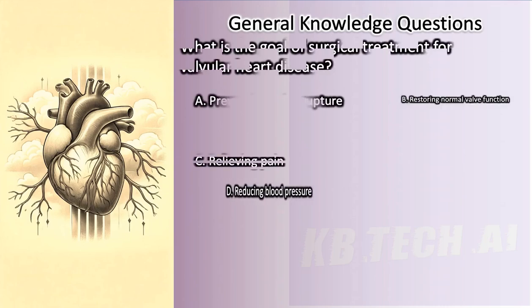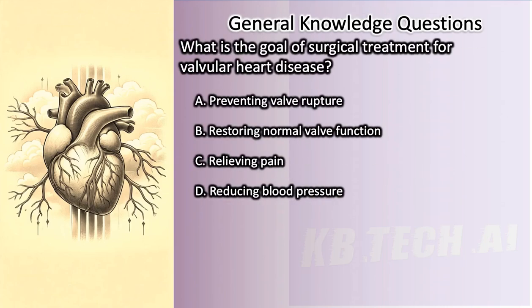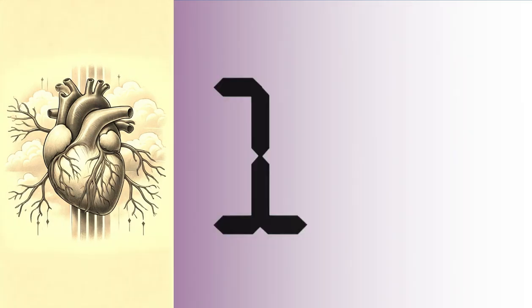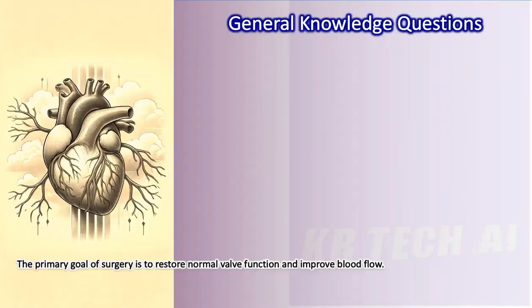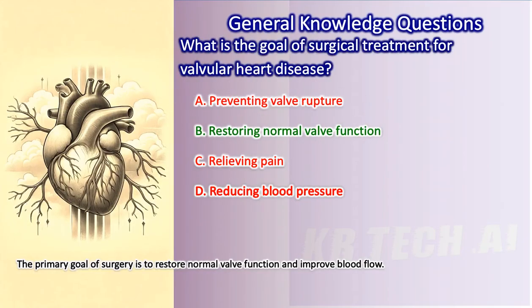Which is the goal of surgical treatment for valvular heart disease? Option 1, preventing valve rupture. Option 2, restoring normal valve function. Option 3, relieving pain. Option 4, reducing blood pressure. The answer is option 2, restoring normal valve function.